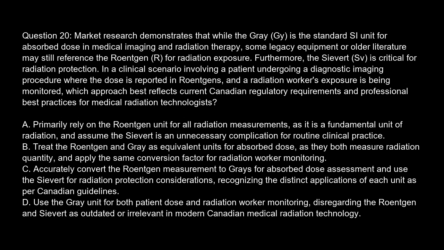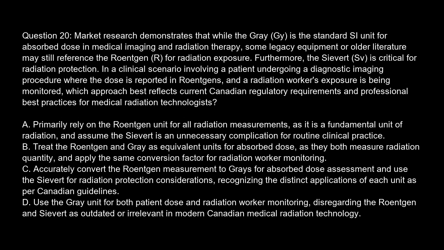Option A. Primarily rely on the Roentgen unit for all radiation measurements, as it is a fundamental unit of radiation, and assume the sievert is an unnecessary complication for routine clinical practice. Option B. Treat the Roentgen and Gray as equivalent units for absorbed dose, as they both measure radiation quantity, and apply the same conversion factor for radiation worker monitoring.